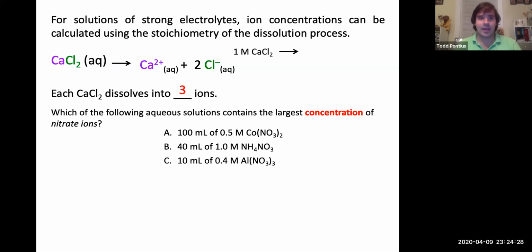And we could find that if we had, say, 1 molar of calcium chloride, we could find the total molarity of ions by doing, it would split into 1 molar of calcium 2+ and 2 molar of chloride, because for every 1 calcium chloride, we get 2 chlorides. So that would mean that a 1 molar solution of calcium chloride is actually 3 molar in total ions.